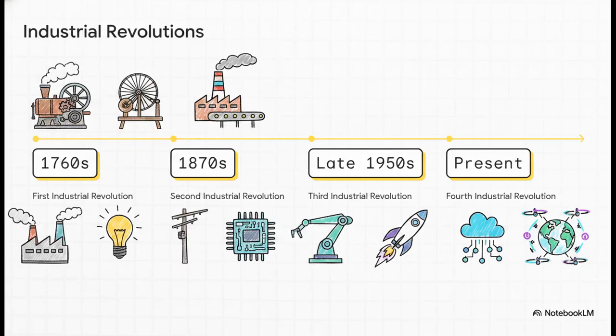Let's map this out chronologically. We start all the way back in the 1760s with the first industrial revolution, move to the 1870s for the second, jump to the late 1950s for the third, and finally arrive at our present day for the fourth.